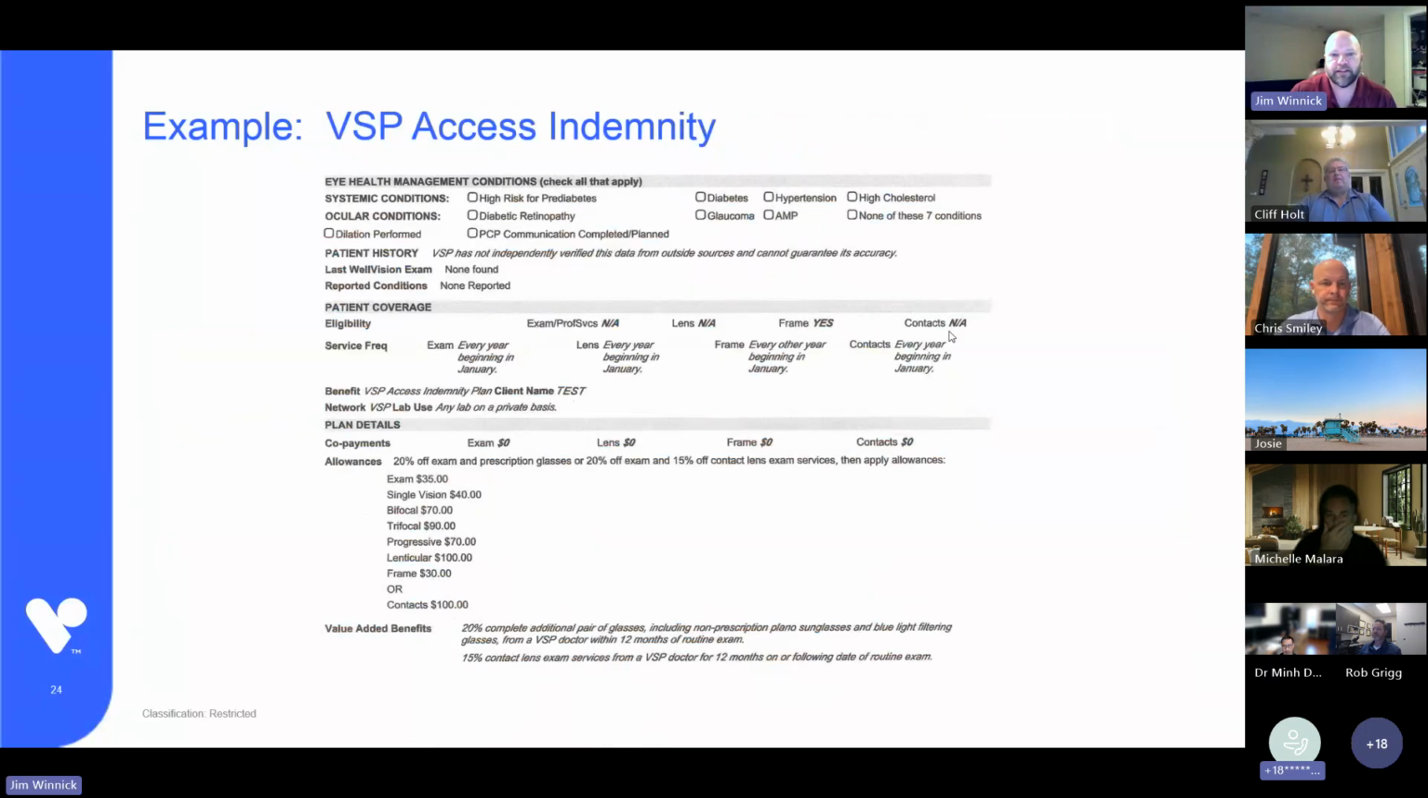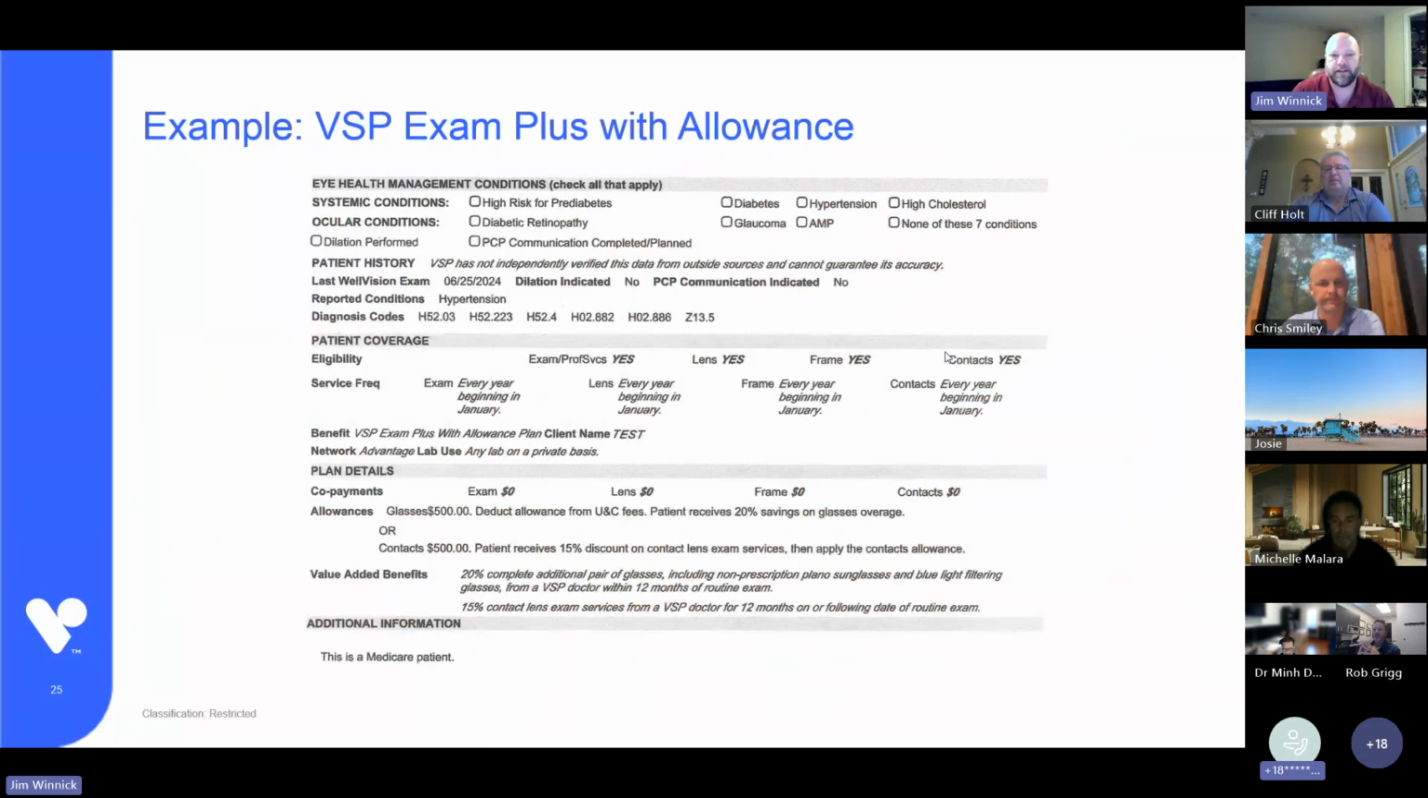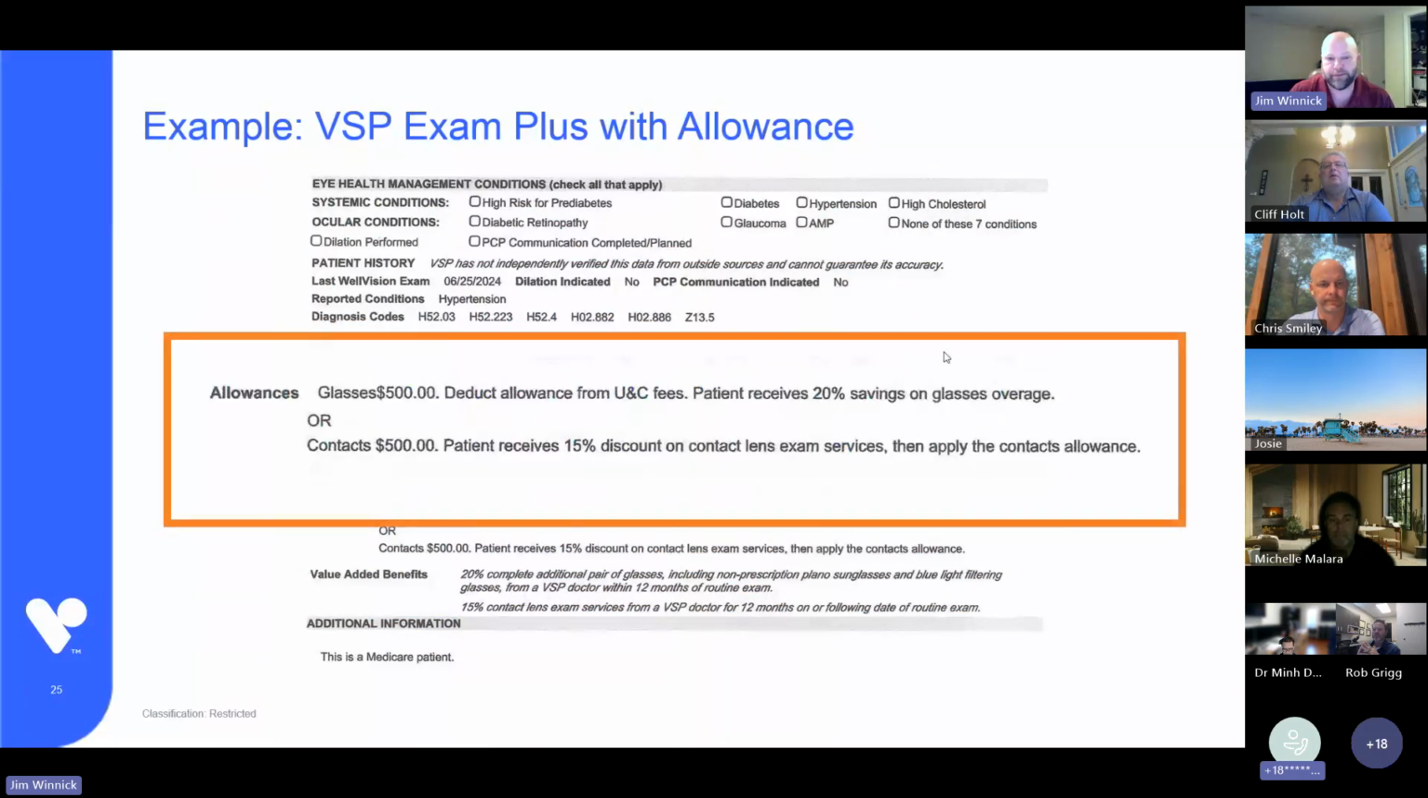The VSP Access Indemnity Plan is the same basic setup, but it just looks a little different on our patient reports. But it's still 15% off contact lens services. And then they have a contact lens allowance down there on the bottom. In this case is $100. Another one that looks a little different, but is the same concept, is the Exam Plus with allowance. We see these attached to Medicare plans. In this case, we've got 15% off of contact lens services, and then $500 toward contact lens materials.